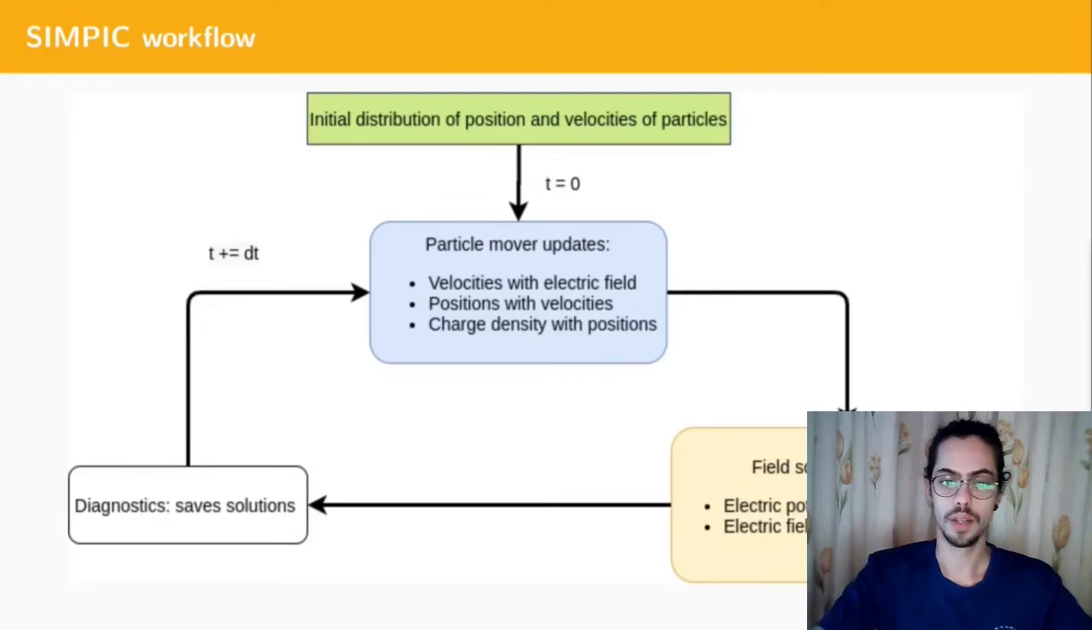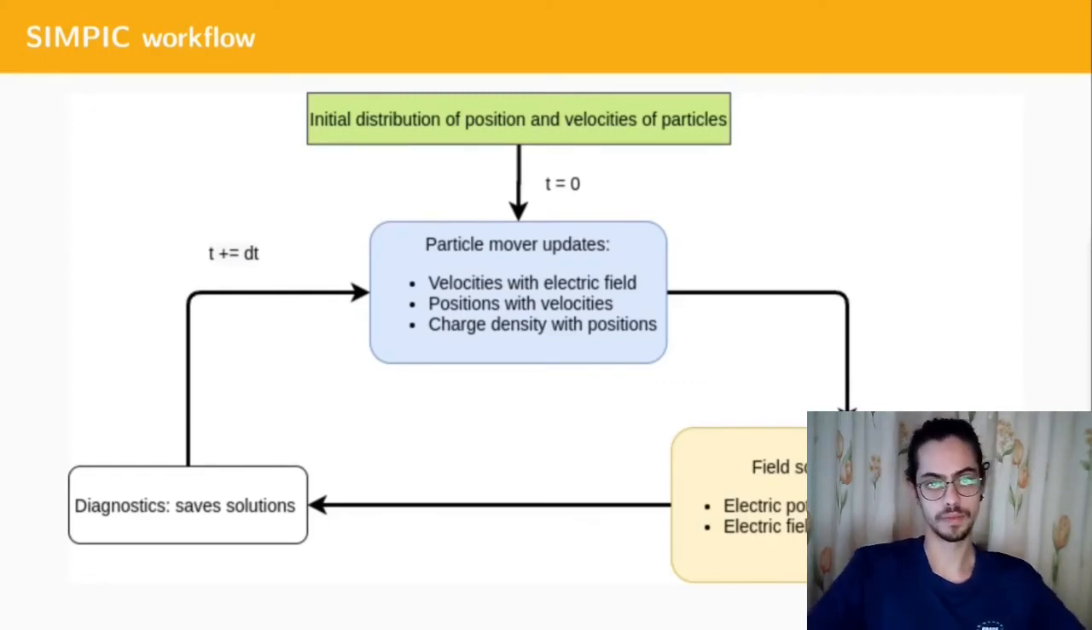For SymPic, we start with an initial distribution of position and velocities of particles. Then the particle mover updates velocities with electric fields, positions with velocities, and charge density with positions. After that, the field solver calculates the electric potential and electric field with the new charge density distribution. Then the results are saved into memory, and this is repeated for the next time step until the maximum time is reached.